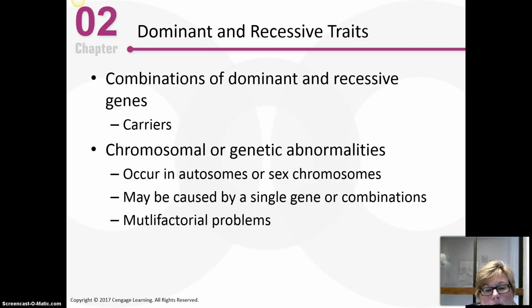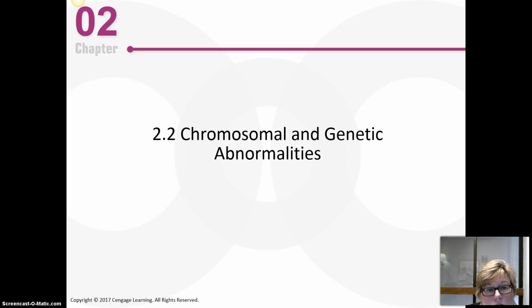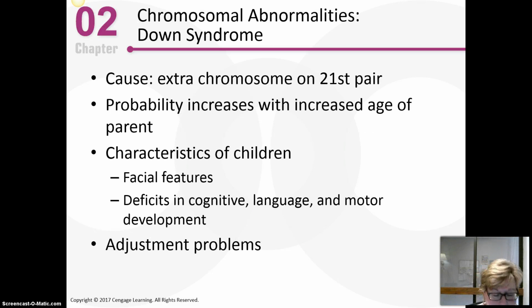They talk about chromosomal or genetic abnormalities. These occur in autosomes or sex chromosomes, and may be caused by a single gene or combinations, and could cause multifactorial problems. We're going to look at more about chromosome and genetic abnormalities in the next section. So we are going to keep right on going into section 2.2, and we're on the bottom of page 52 if you are a book person.